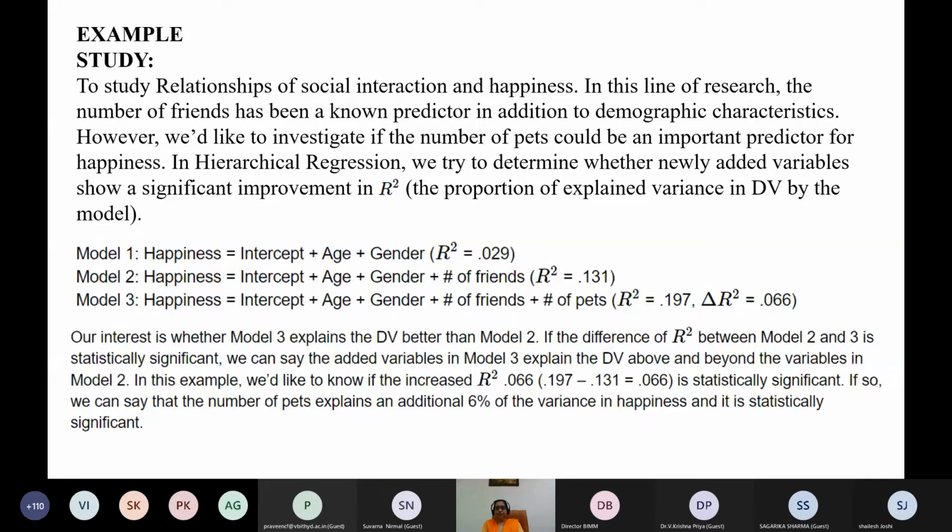But this increased R square value is statistically significant, so we can very well say that the number of pets explained is additional 6% of variance in happiness, and it is statistically significant.